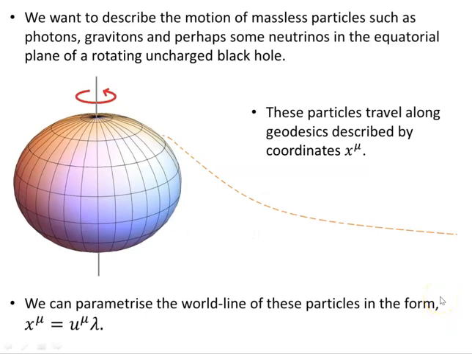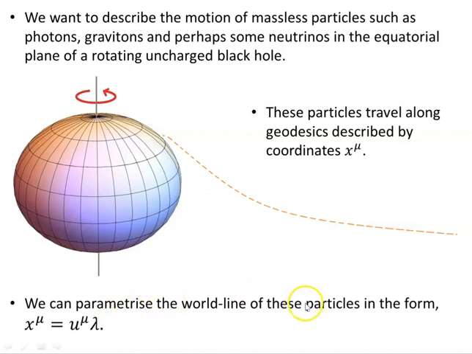Alright, so we want to describe the motion of massless particles such as photons, gravitons, and perhaps some neutrinos in the equatorial plane of a rotating uncharged black hole, so the Kerr black hole. Now these particles travel along geodesics described by the coordinates x mu. We've covered that in previous videos. We can imagine photons traveling in the equatorial plane of this black hole.